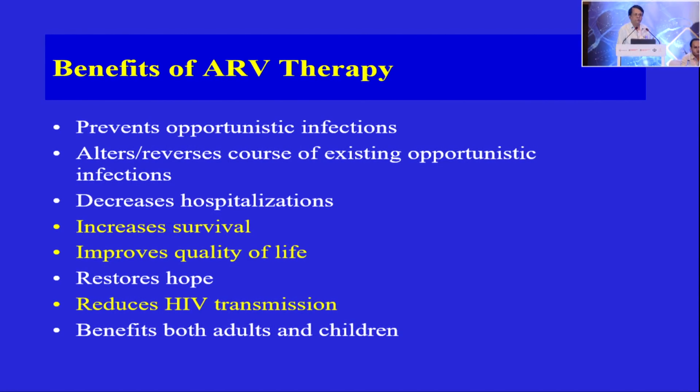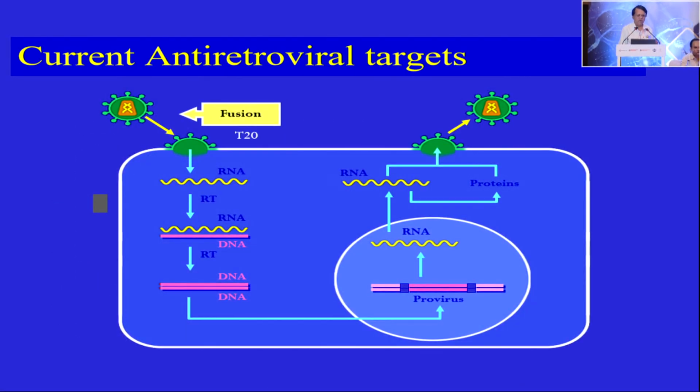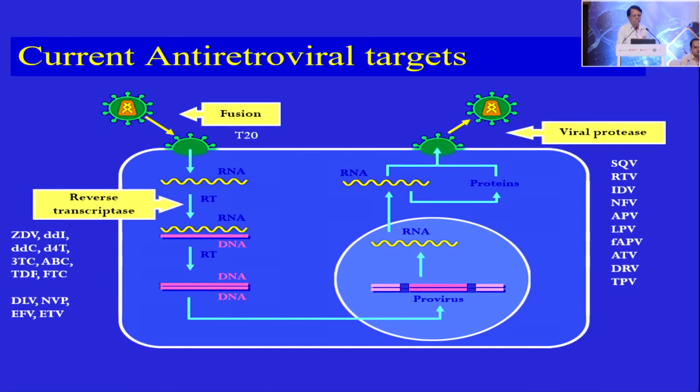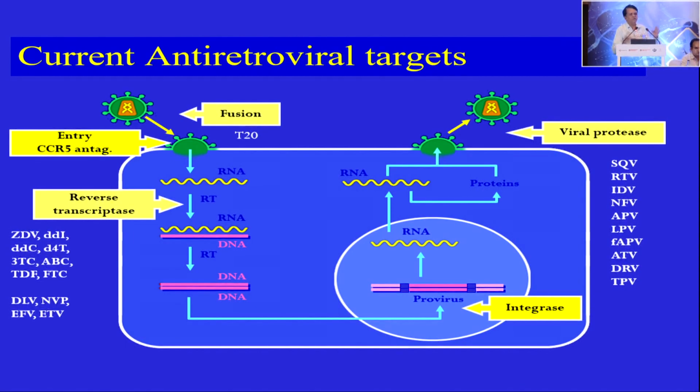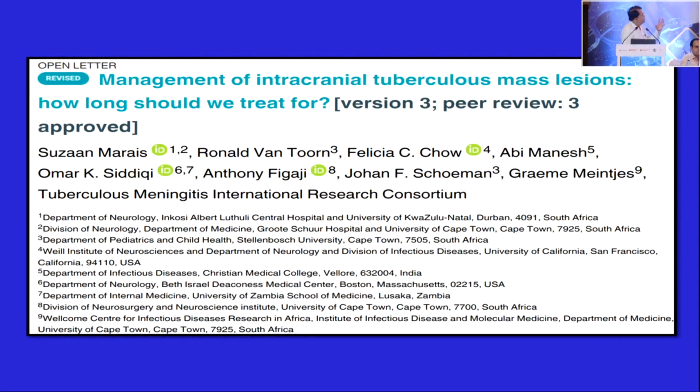I don't think I will need to go into that. And in this country, everything is available. All ART regimens are available. And these are all acting at different levels, whether it is a fusion drug or entry CCR5 drug or reverse transcriptase drug or viral protease or integrase. All these drugs are available in the Indian market. But you have to use them very judiciously when we are talking about CNS tuberculosis and CNS infections, and always keep in mind the paradoxical response or IRIS, and you should be careful in judiciously using these drugs. I think we were part of the management of intracranial tuberculosis mass lesion.